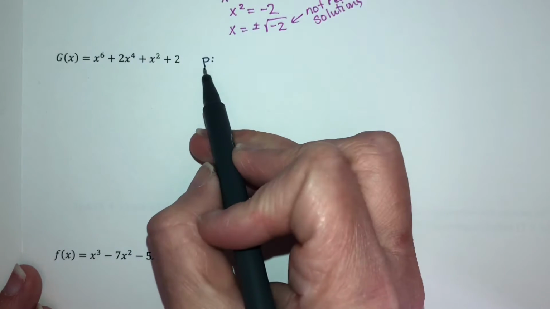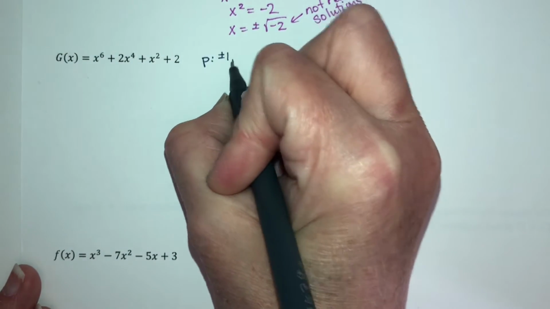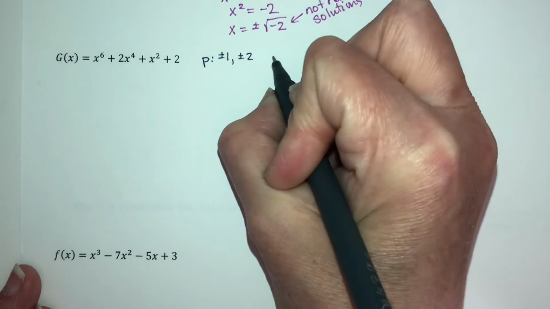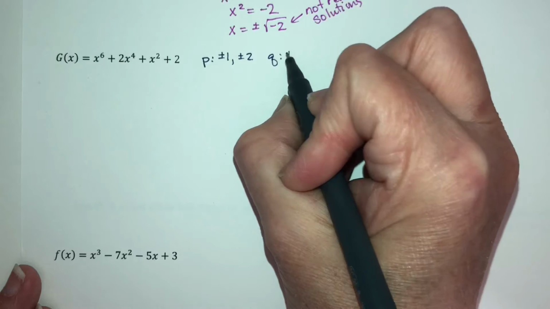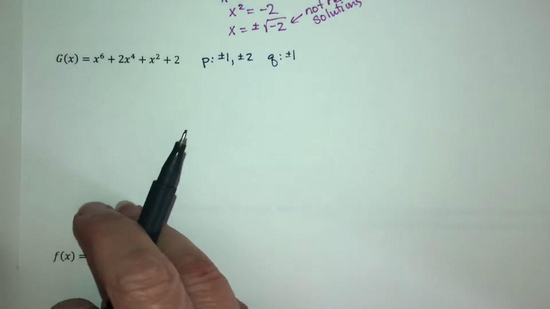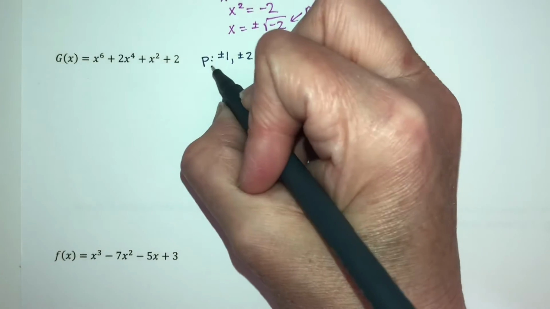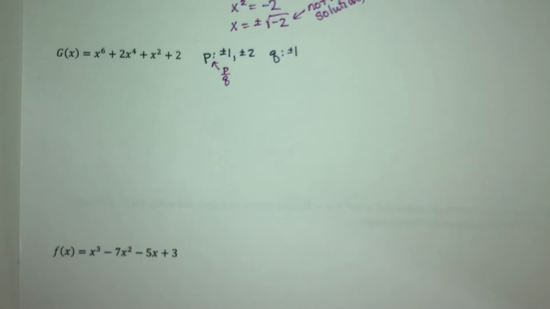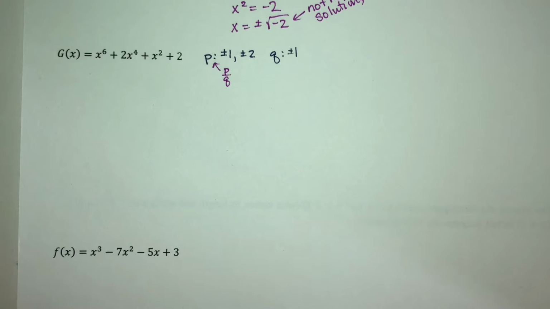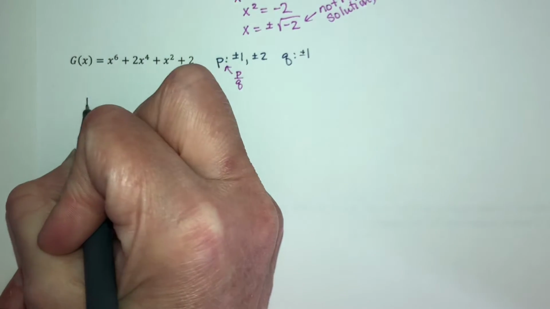P comes from the 2, so this is plus or minus 1, plus or minus 2. My Q possibilities are from here, which is just plus or minus 1. So since my Q value is 1, these are also my P over Q values. So I need to test 1, -1, 2, -2. Okay, so let's just jump in.